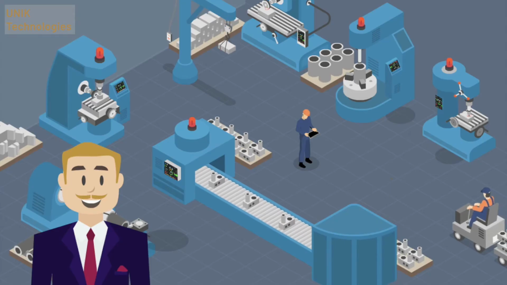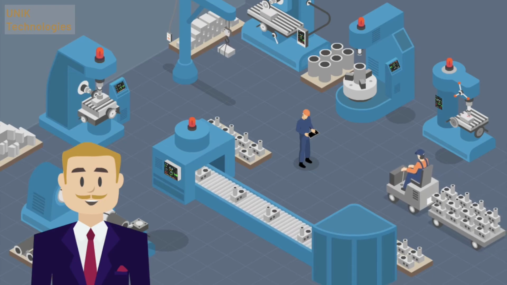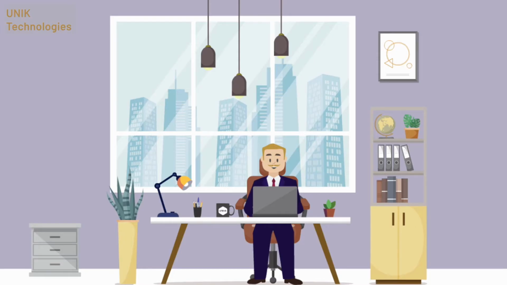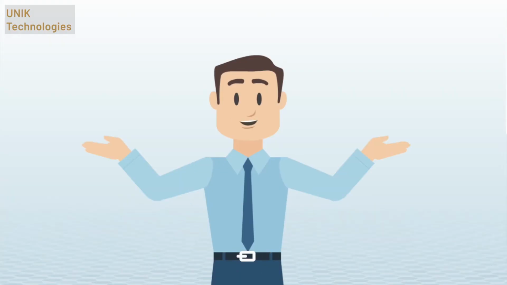Your production problems will be solved and your plant's profitability will increase significantly with the best solutions of MetaSmart Factory, which is represented by UNIK Technologies in India. This will give you an edge over your competitors. Well, what is MetaSmart Factory?